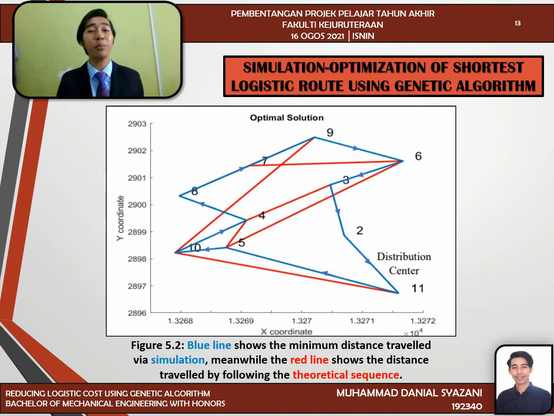Now we proceed to the simulation optimization of the shortest logistic route using genetic algorithm. As shown in Figure 5.2, it is the result that came out from the simulation in MATLAB. The blue line shows the minimum distance traveled via simulation. Meanwhile, the red line shows the distance traveled according to the theoretical sequence.